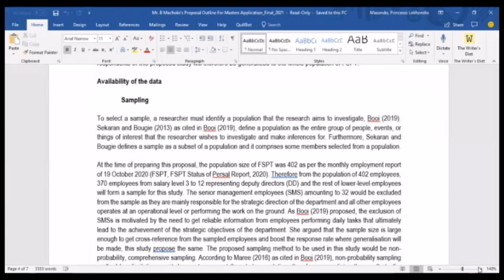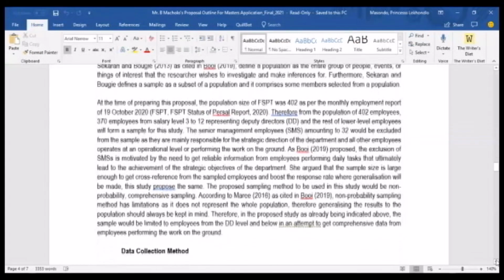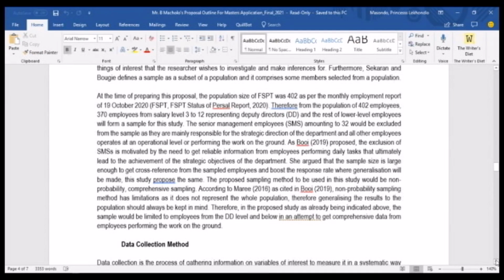So they are also explaining they are excluding senior managers. If you read, the senior management employees amount to 32, and they are excluded from the study. So from 402, now they are sampled. They are mentioning the exclusion criteria, that we are going to exclude this number because they are responsible for this thing that we want to measure. Okay, so their population is going to be 370. Now I want to see the sample size, but it's not there.